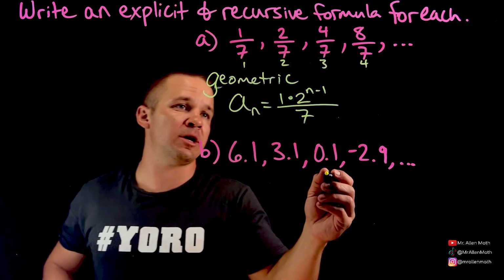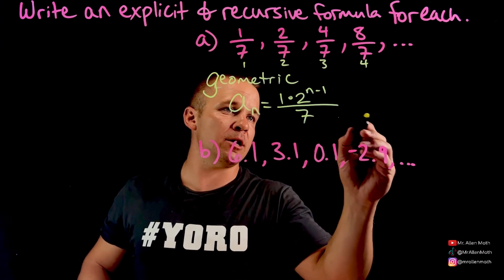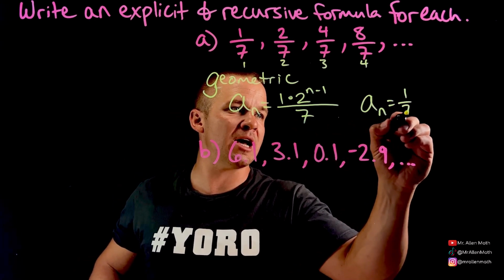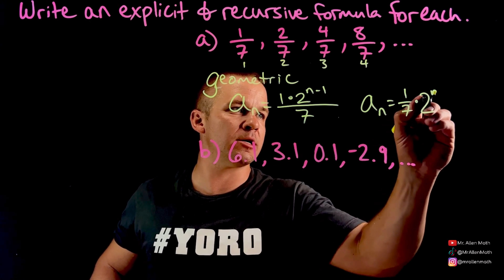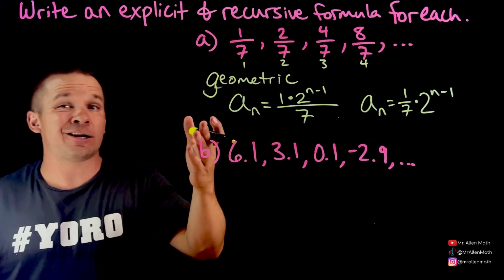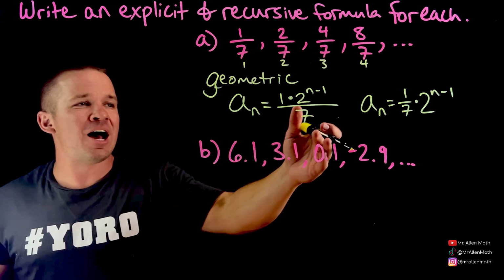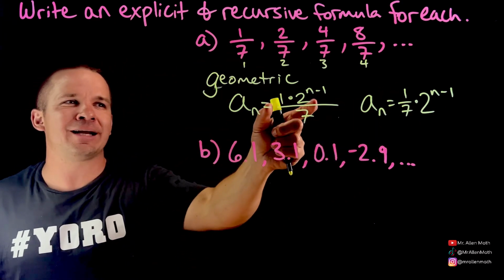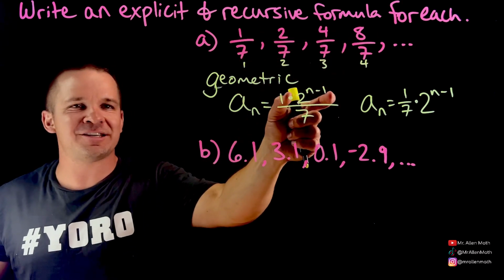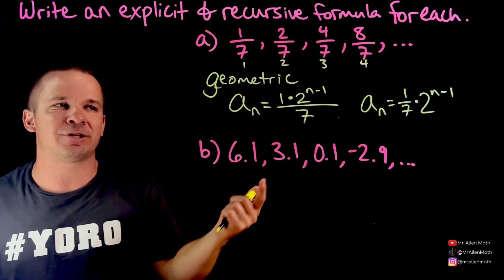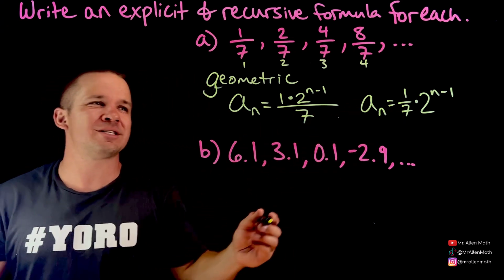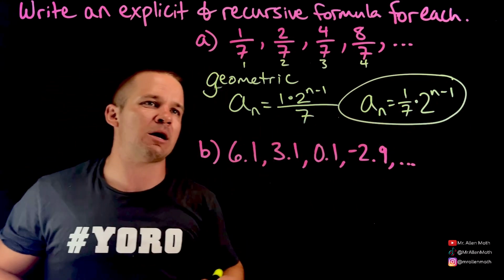You could have also written it as A sub n equals 1/7 times 2 to the n minus 1. That works too. Technically we are just doubling it each time. I think honestly that looks a little bit better, but this is how my brain was thinking about it: deal with the numerator as its own geometric sequence and then just divide everything by 7. I think either one of those is cool, but if it's multiple choice, it's probably going to be written like this one right here.